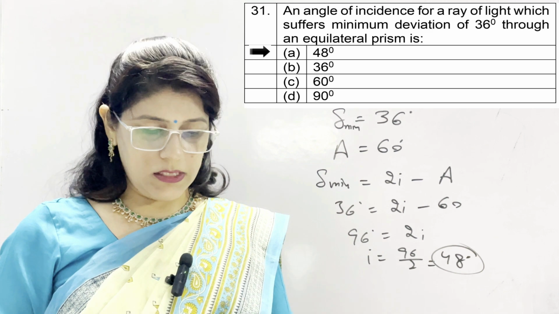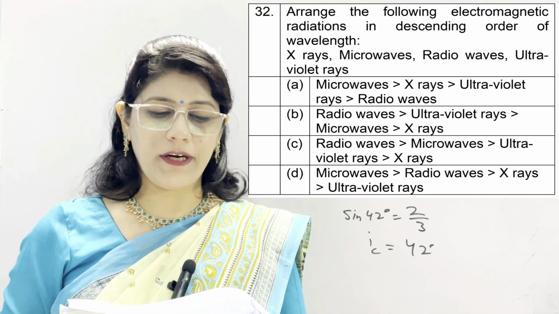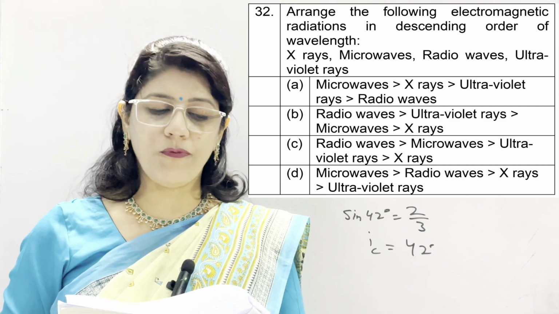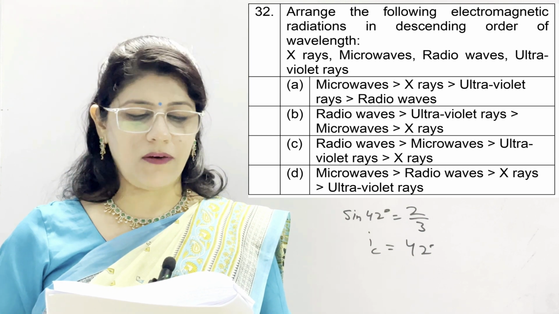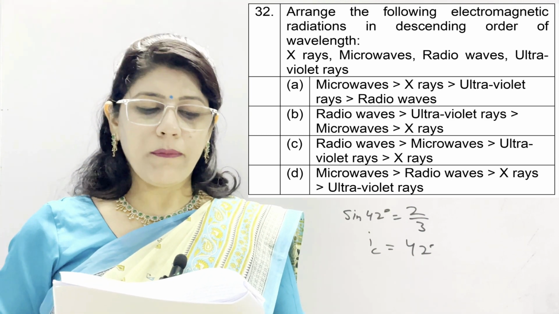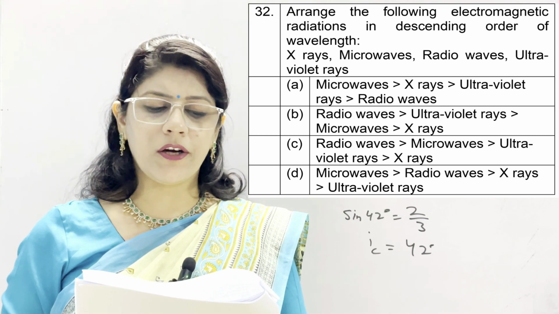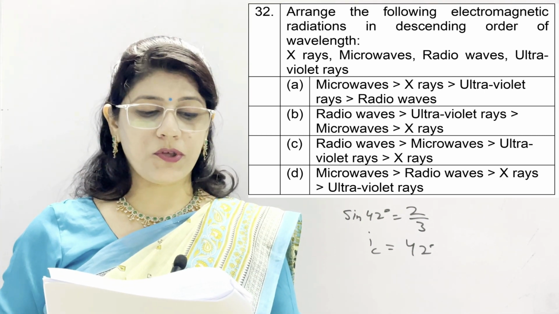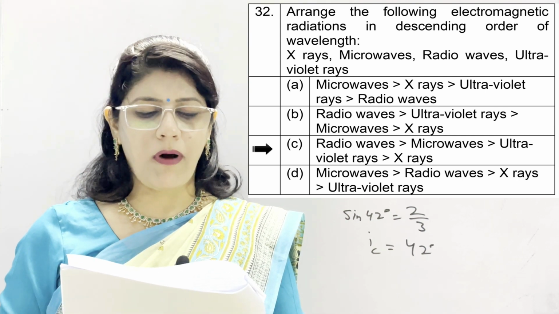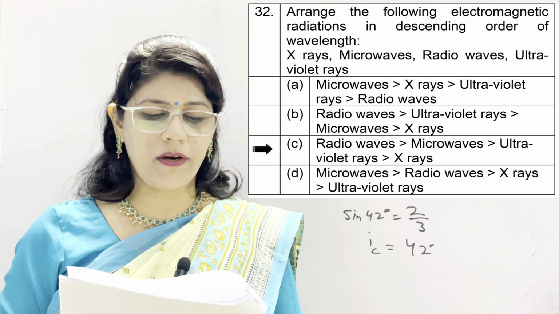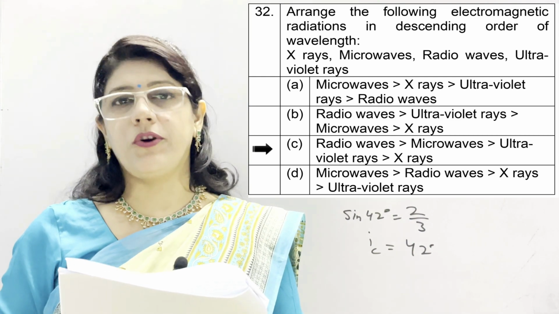In question number 32, arrange the following electromagnetic radiations in descending order of wavelength. Radiations given are X-rays, microwaves, radio waves and ultraviolet rays. Option A is microwaves greater than X-rays and greater than ultraviolet radiation and then greater than radio waves. And the correct option is C, in which wavelength of radio waves is greater than microwaves, is greater than ultraviolet rays, is greater than X-rays, because they have asked us in the descending order of wavelength.